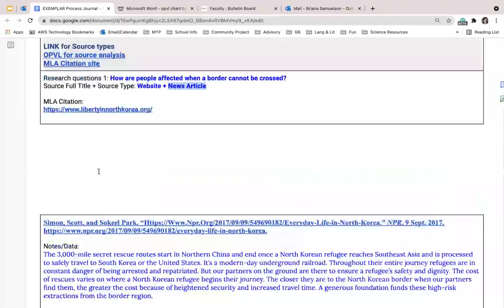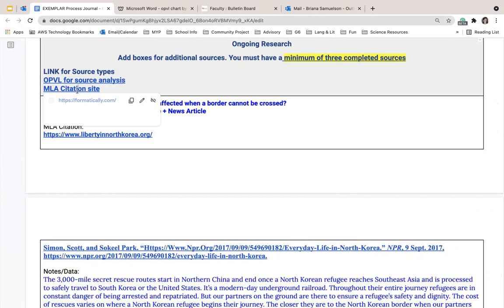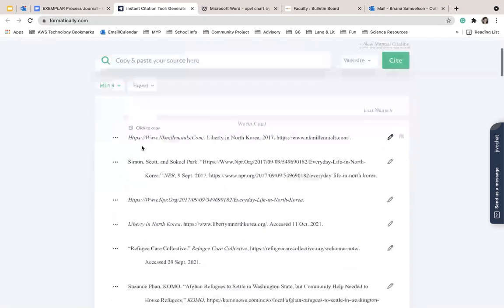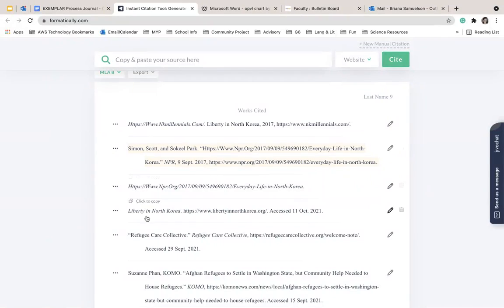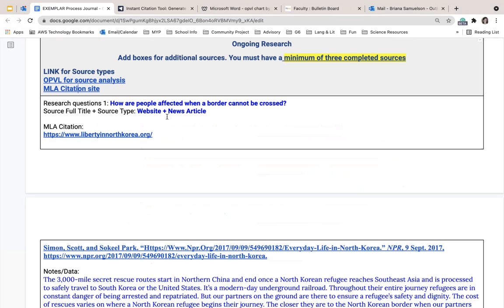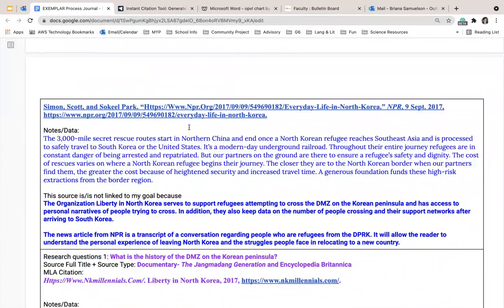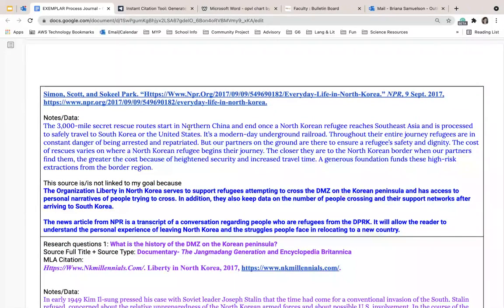So I put both of those into MLA Citation by clicking here, and I'm able to copy and paste things in. And as you can see, I have a running record of everything. Then is when I actually go to that source and I start digging and I start looking for notes. So I went ahead and put some of my notes here.